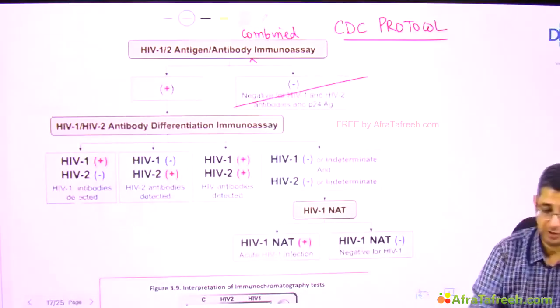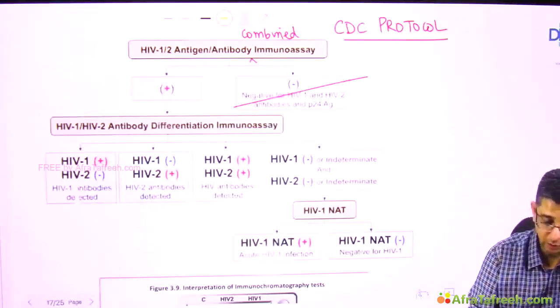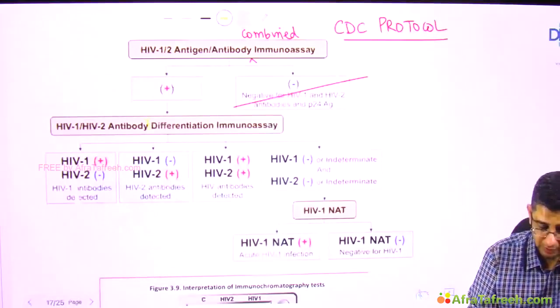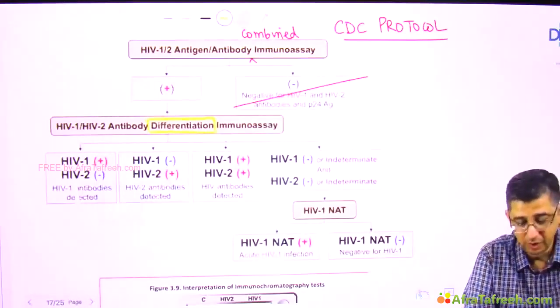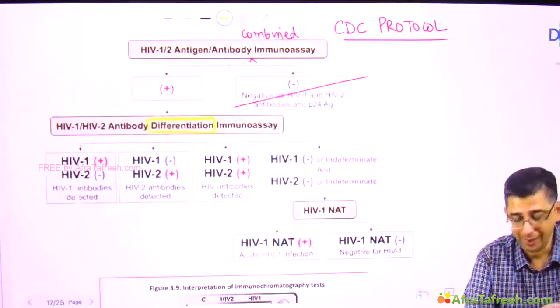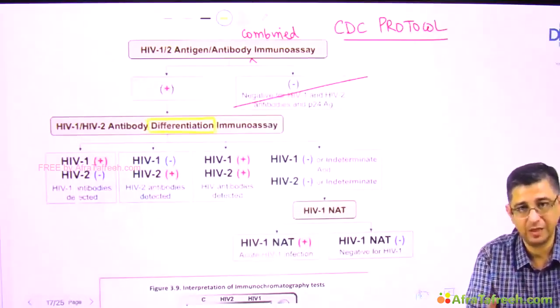But now if this combined immunoassay is positive, what is the next test that you will do in the patient? Then the next test to be answered is differentiation immunoassay. So get my words right. The first test to be done is an HIV-1-2 antigen antibody combined immunoassay. That's the first test, the screening test.